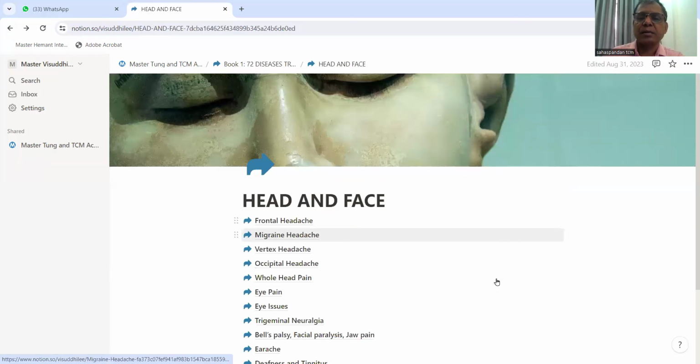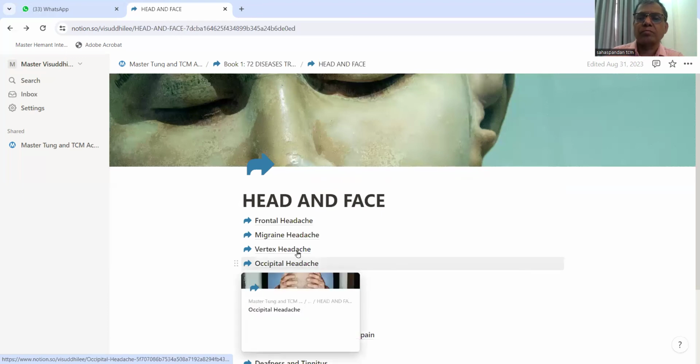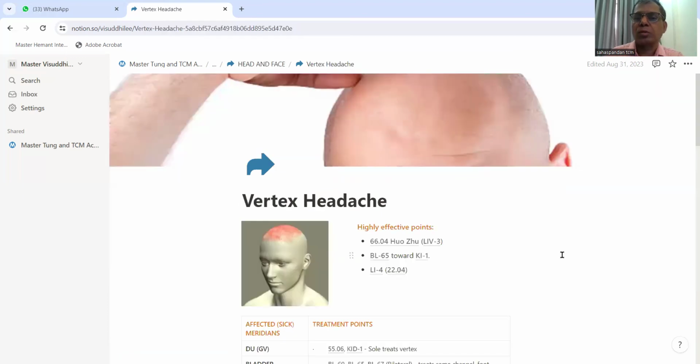Then next, vertex headaches. If there is a vertex headache, at the top of the head, there is a very effective protocol: Liver 3, Kidney 1, and LI4. Three points are enough. Liver 3, Kidney 1, and LI4.